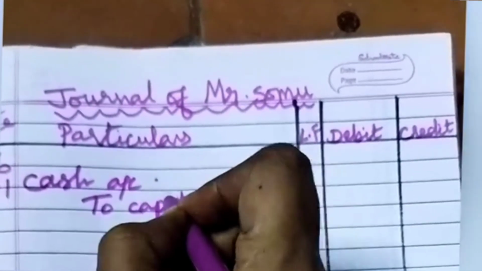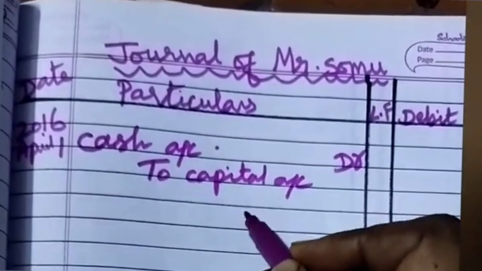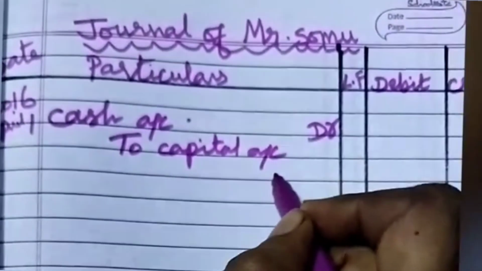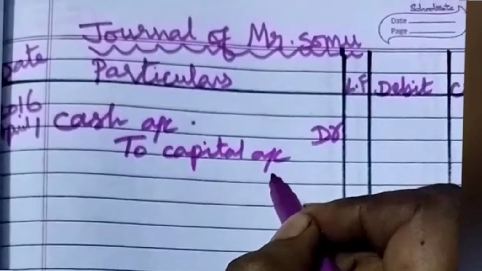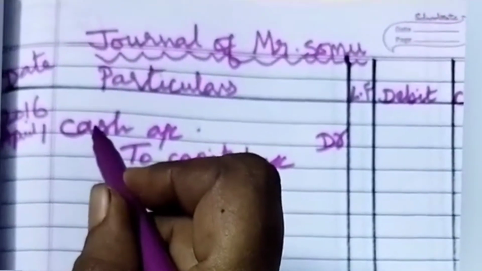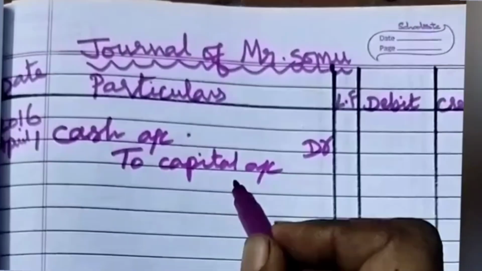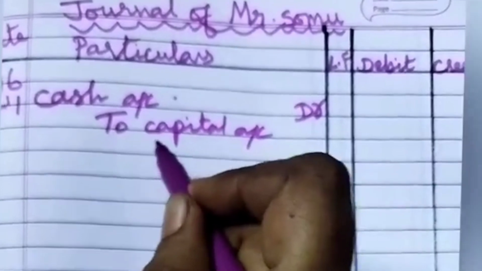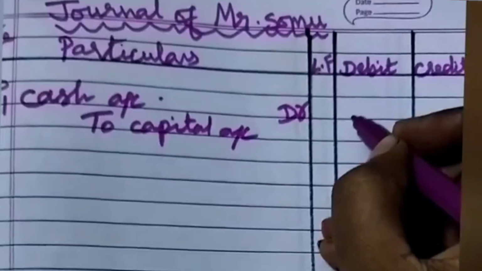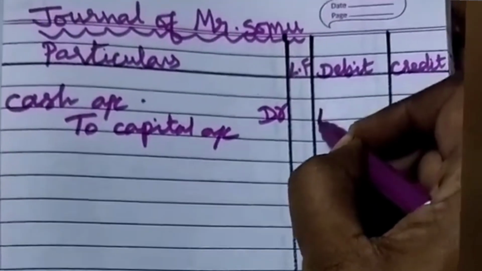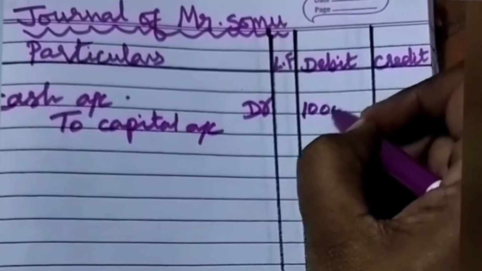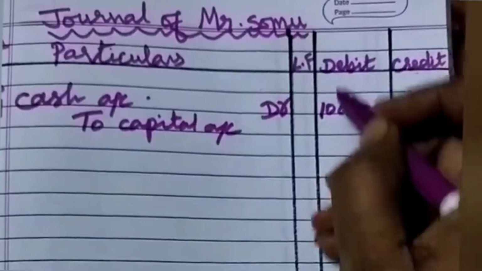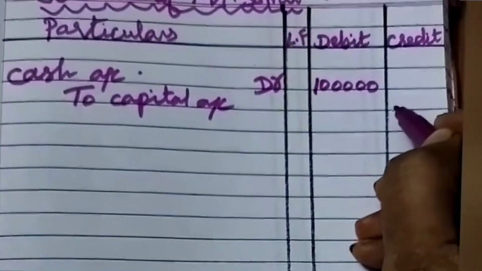Capital is a personal account. What's the rule for personal account? Debit the receiver, credit the giver. That is, the owner is the giver. So we are crediting the capital account. Cash is coming inside, so we are debiting as per real account. Capital is the personal account. Owner is the giver, so we are crediting the capital account. So under the debit column, we have to write 1 lakh. Then capital also same amount. So debit is 1 lakh means credit should be 1 lakh.